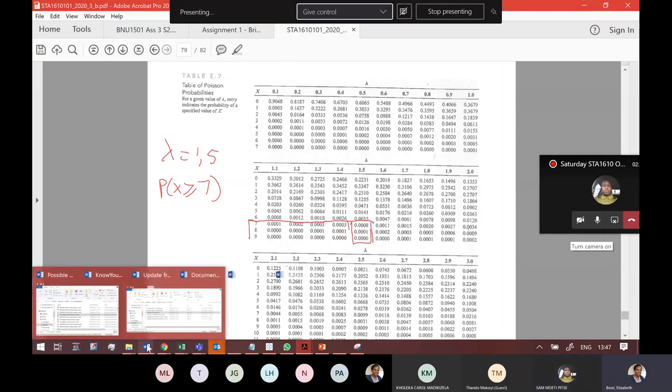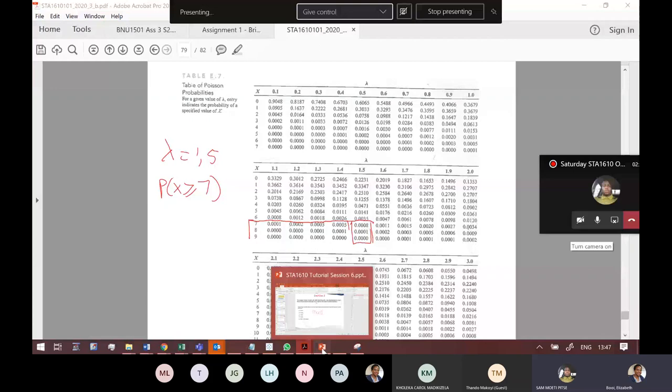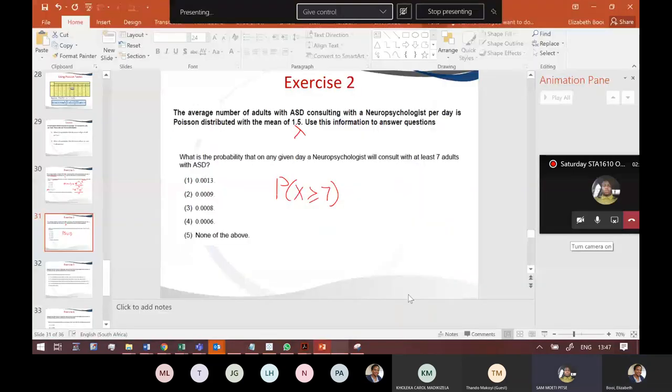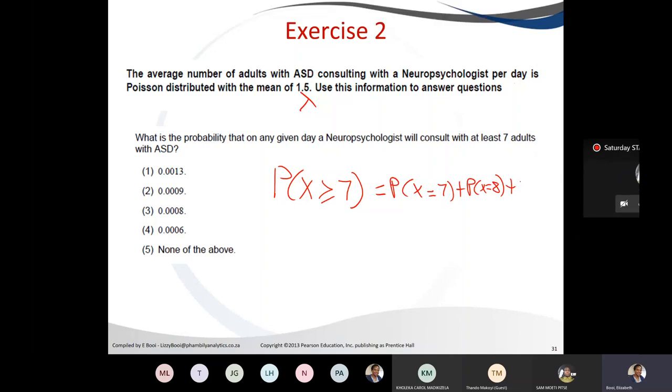Only those ones in the bottom. And it should be easy. So you just need to go and find the probability that x is equal to 7, plus the probability x is equal to 8, plus the probability x is equal to 9, because there are only 3 values left. You have the answer? Should be easy. Should be number 2.